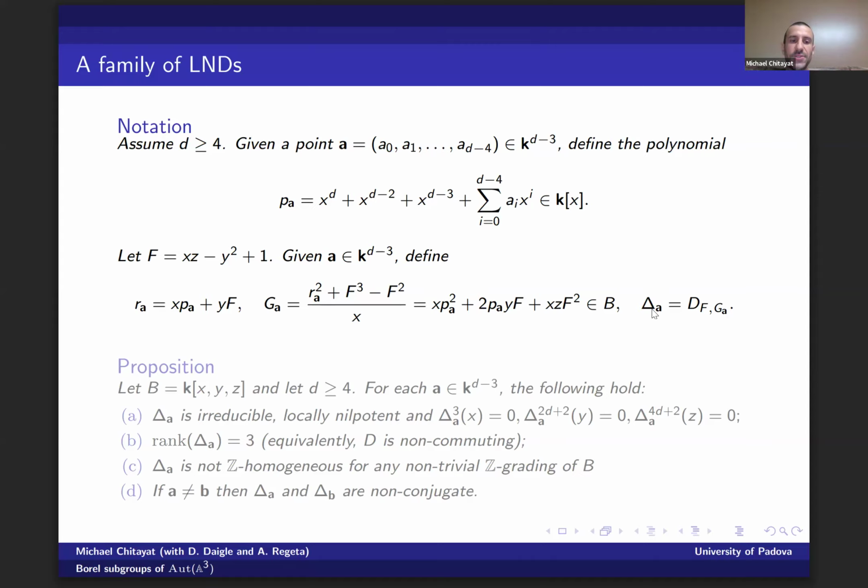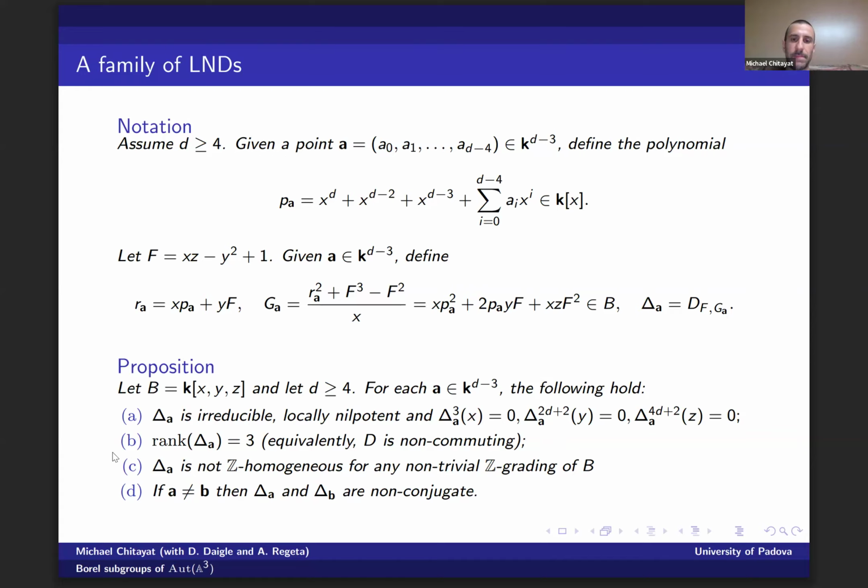And for each of these delta A's, they are all irreducible, locally nilpotent. They all have rank 3. And they are not homogeneous for any non-trivial Z grading of B. And so item A is relatively straightforward to prove. You can just apply your delta A to X, Y, and Z.